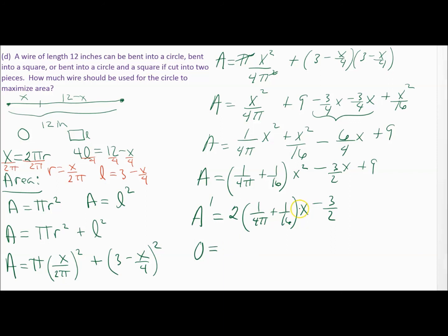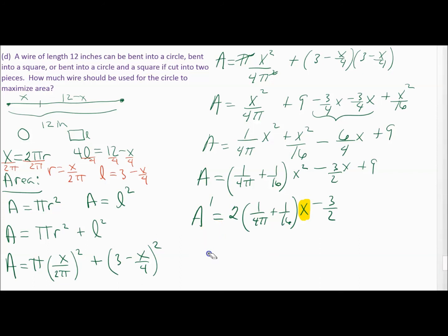Okay. Now remember, I'm solving for x. Where in the world is x? It's easy to get lost. It's right there. Okay. So what I have to do is I have to get the x by itself, right? So what I'm going to do is I'm going to add 3 halves over.